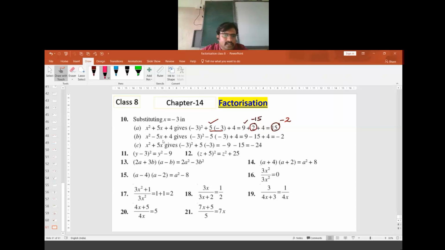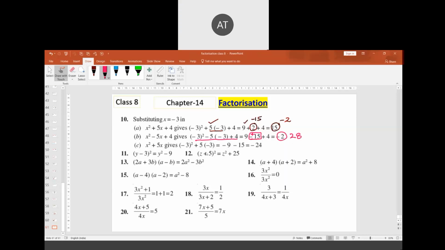Yes. In the B, minus 3 square minus 5 into minus 3 plus 4. The substitution is correct. When we square this, it is 9, correct? This minus into minus is plus 15. This has to be plus 15. When plus 15 is done, 9 plus 15 is 24 plus 4. Answer is 28, sir. Positive 28.